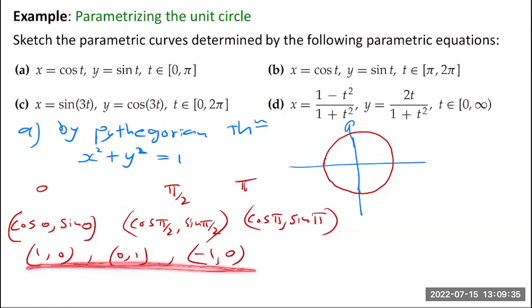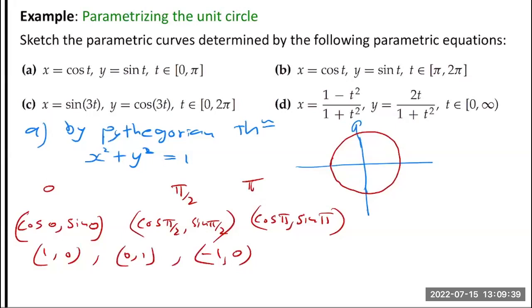These points have to be on the parametric curve. The first point is here, clearly 1, comma 0. The second point is here, 0, comma 1, and then minus 1, comma 0. Looks like this is the upper half circle of this curve. So it looks like this corresponds to the upper half circle of the curve.